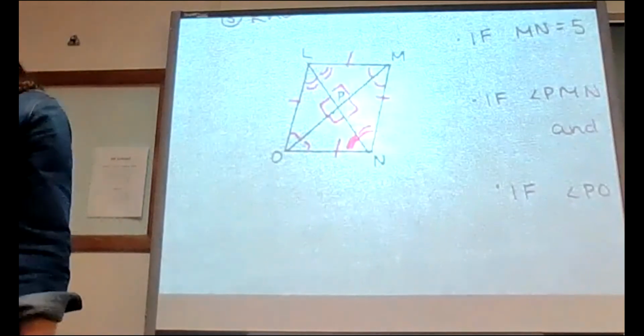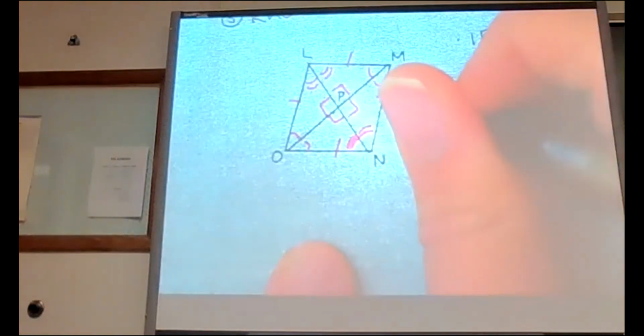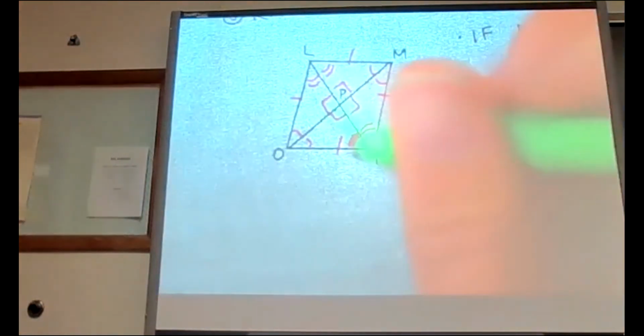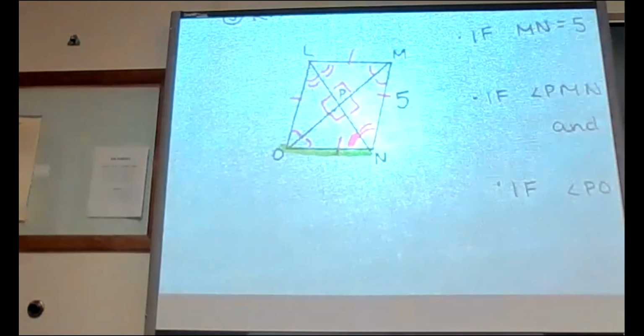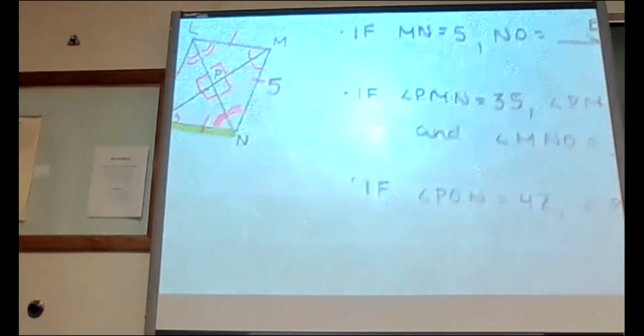Okay, so the first thing I do is I label it. And now I'm going to go through, and it tells me MN is 5. So what is NO? Which is there? 5. NO is 5.